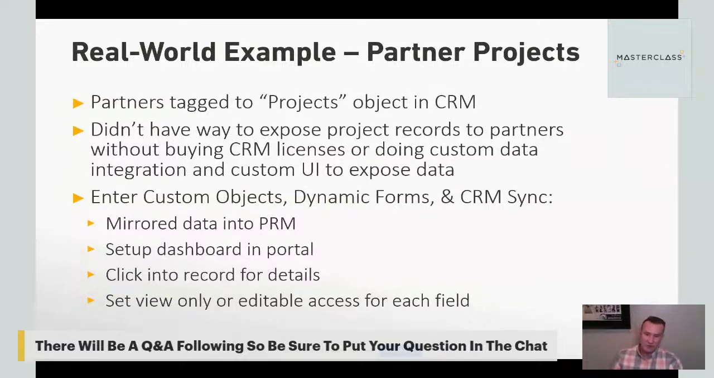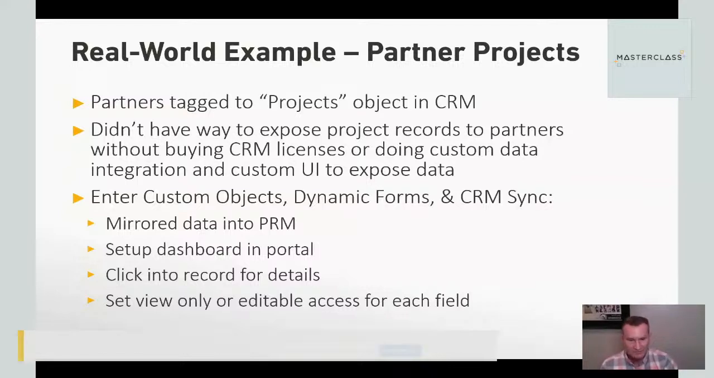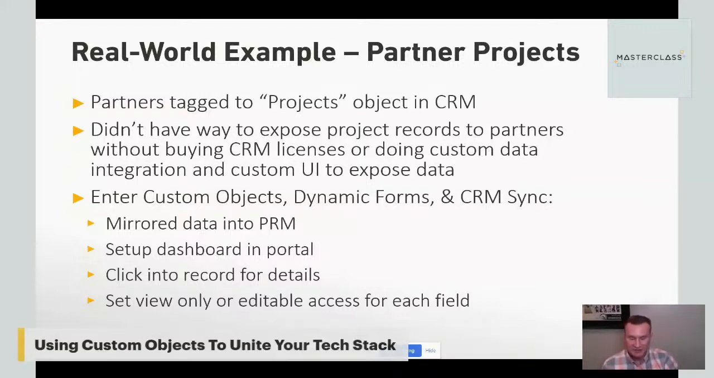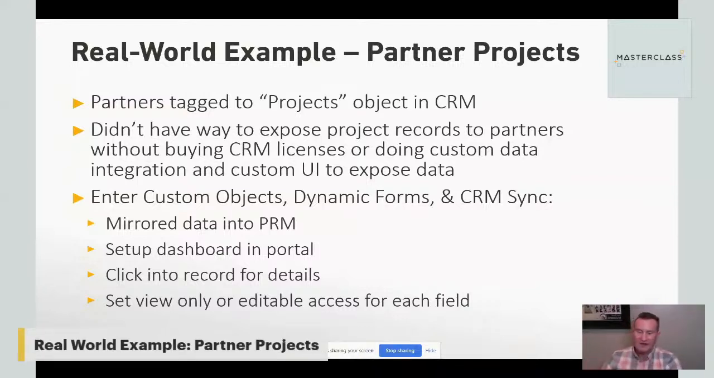So the first real-world example of how to place your PRM at the center of your partner ecosystem was one of our first customers to leverage this new custom objects capability during its beta period. They had an issue of wanting to expose partner projects. They had a custom object called projects that was using a third-party tool integrated into their CRM, and they wanted to better communicate what was assigned to partners. They were tagged on there, but it was in a silo, and they didn't want to make all the partners users in the CRM. That's expensive.